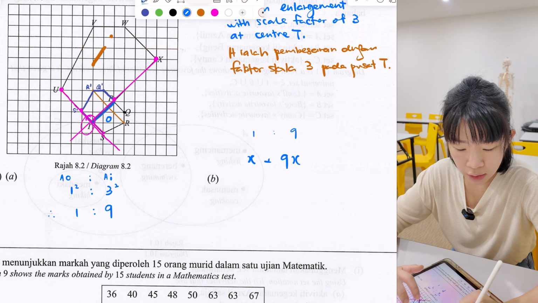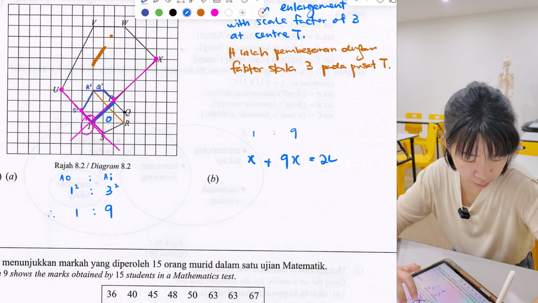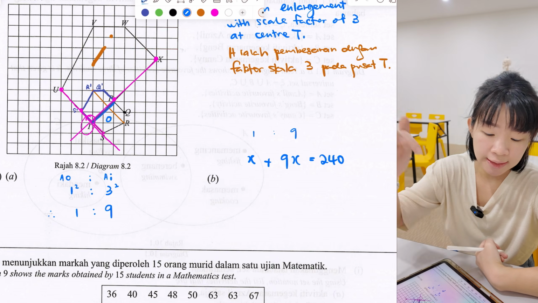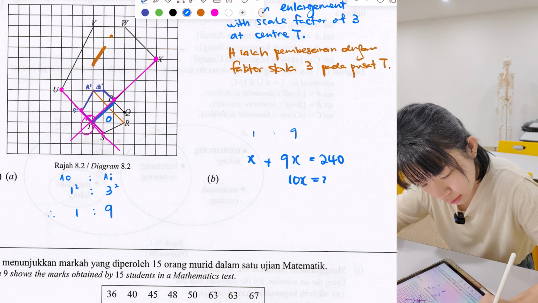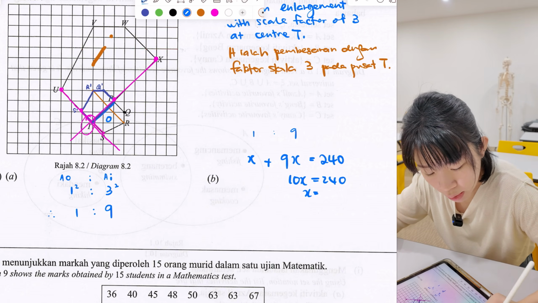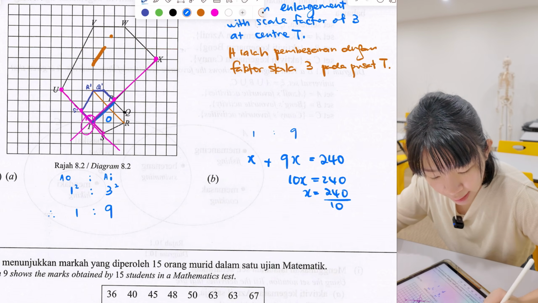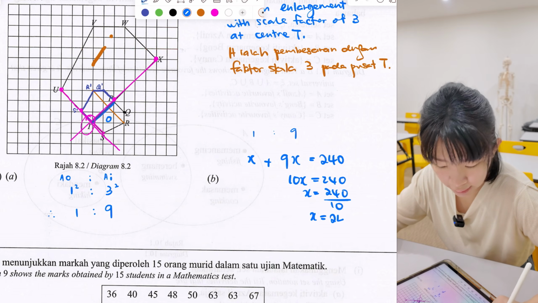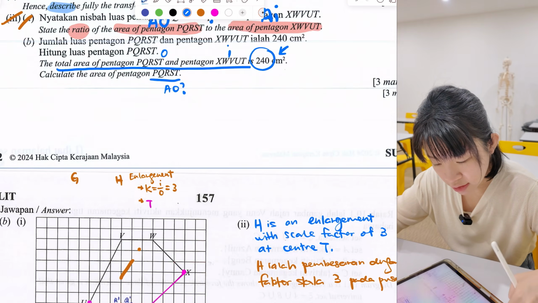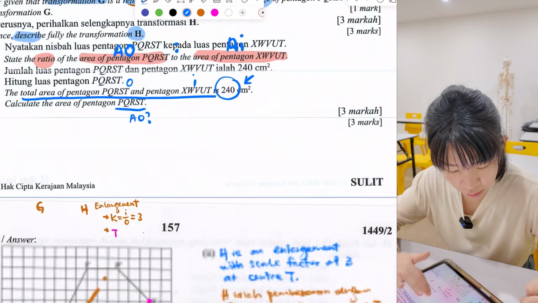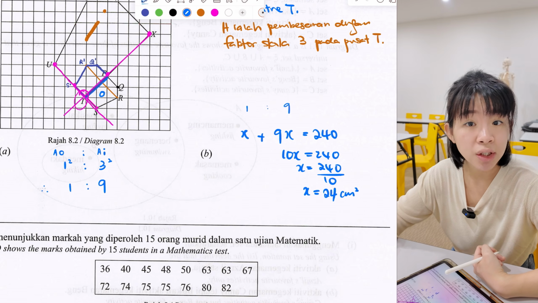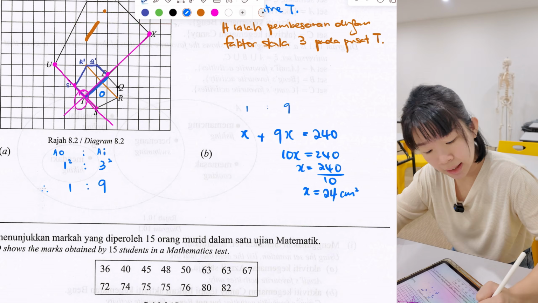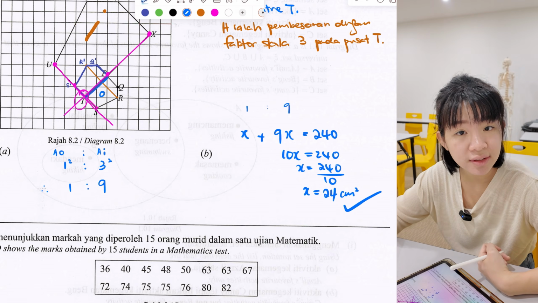So total of these two is 240. So X plus 9X is 240. So now we can find X is how much? 10X equals 240. So X equals 240 divided by 10. So X equals 24. The unit is cm squared. Now the question is asking what is the area of object, which is the X. So the answer is 24.